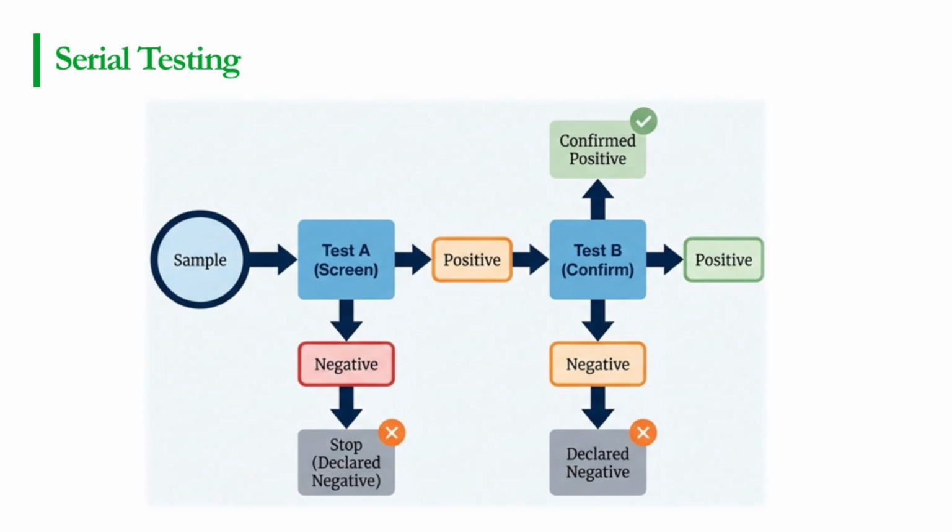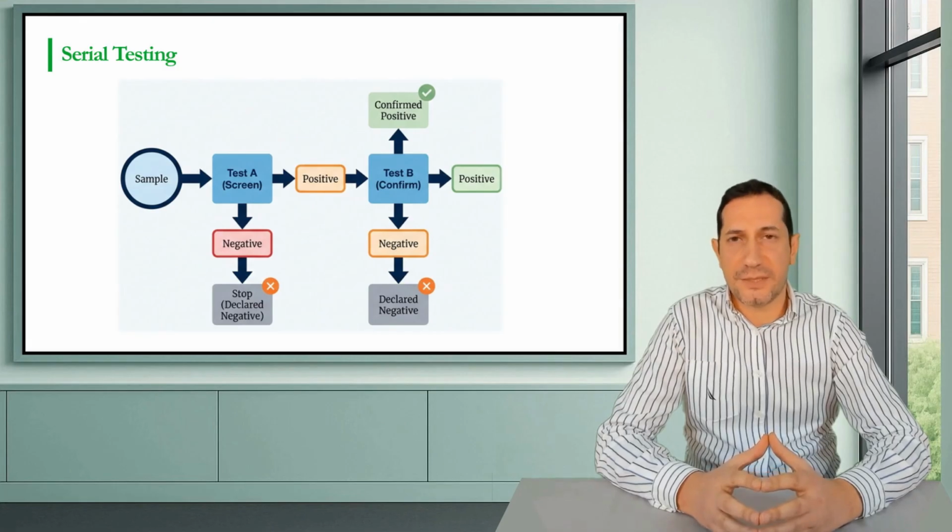If it is positive, you run a second, more specific test to confirm. This strategy maximizes specificity. To be falsely diagnosed, a healthy animal would have to trigger a false alarm on the first test and the second test, which is very unlikely. However, this system is leaky.